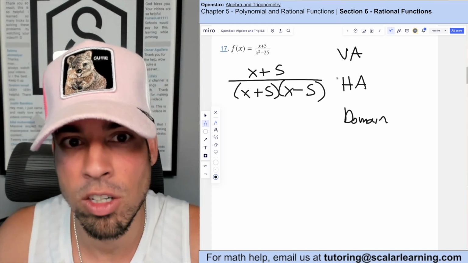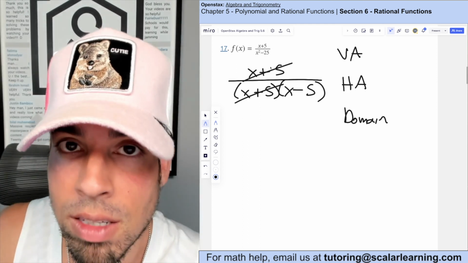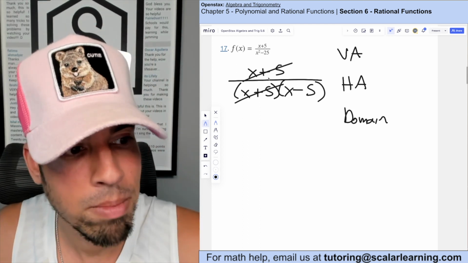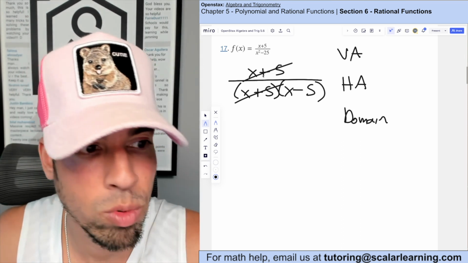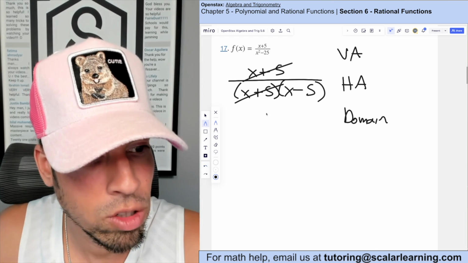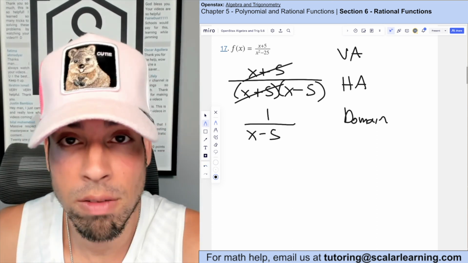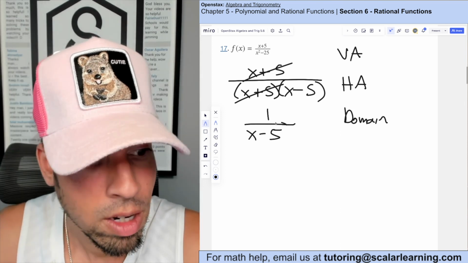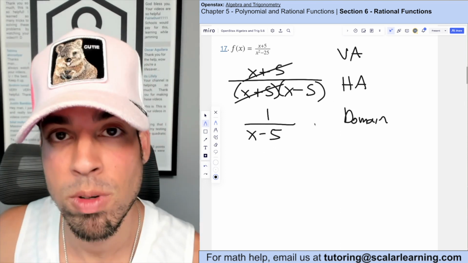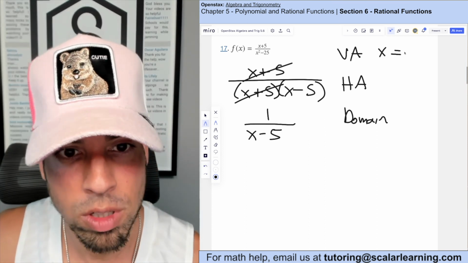So the interesting thing here is that we actually have a cancellation happening. Now, when you cancel out a binomial like this, that means that you're actually going to have a hole at x equals -5, what would have otherwise been a vertical asymptote. So that cancels out and it simplifies to 1 over x minus 5. So that hole is not a vertical asymptote, of course. So this is the remaining denominator. That's where we find the vertical asymptote, where this zeroes out, which is at x equals 5.